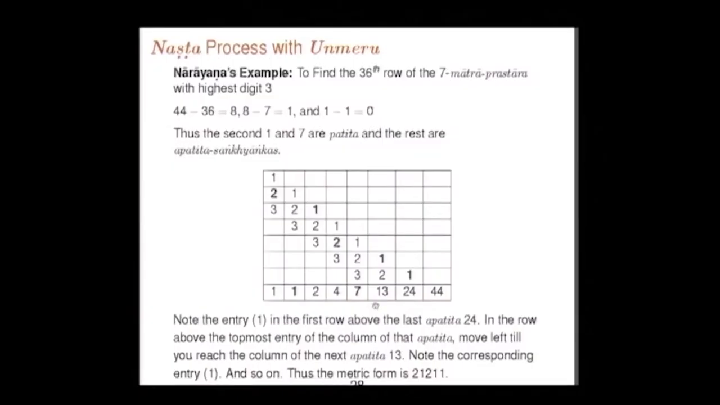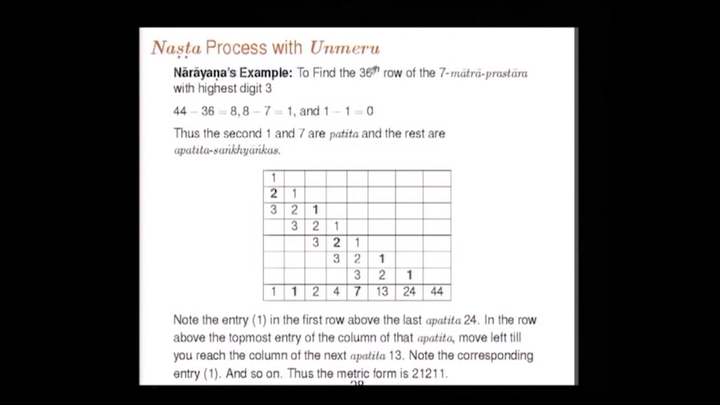Okay. Now, you start with the first apatita sankhyanka, go up, mark the first entry that comes there, then go to the top of that row, go left, reach the next apatita sankhyanka, mark that number there, go to the top of that, go to the left, reach the next apatita sankhyanka, mark the number there, go to the top of that, go left, reach the next apatita sankhyanka row, mark that, go to the top of that, go left, mark whatever you get in the next apatita sankhyanka. So, the apatita sankhyanka columns, whatever comes, they are all marked. So, your final form is 21211.